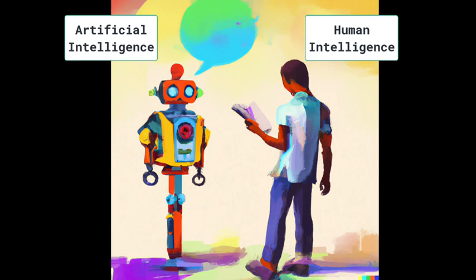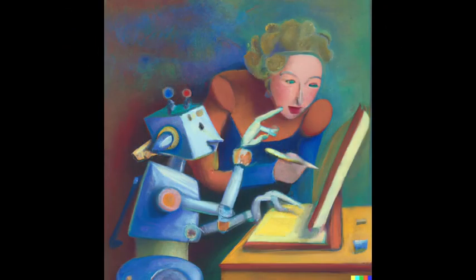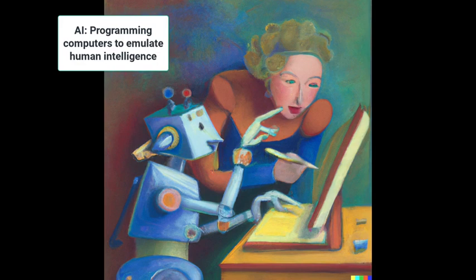Okay, so let's delve into defining artificial intelligence and also human intelligence. So if we think about human intelligence, it's really multifaceted. It encompasses our ability to learn, to reason, problem solve, perceive the world around us, use language, and so much more. AI, or artificial intelligence, involves programming computers to emulate these aspects of human intelligence. And a computer can be considered to possess artificial intelligence if it can perform tasks such as learning from experience, understanding natural human language, or recognizing complex patterns.